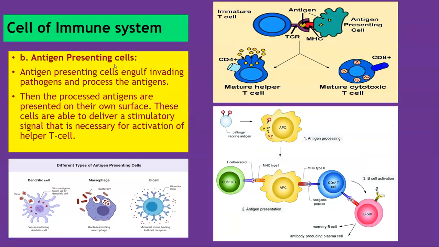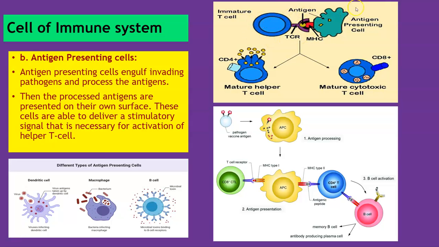Then we have the antigen presenting cells. Antigen presenting cells engulf the invading pathogen and process the antigen. Then the processed antigens are presented on their own surface. Now what happens, students, is in some cases the antigen is not easily recognized as foreign. At that time, it is the work of these antigen presenting cells to engulf the pathogen, process it, and then present it as an antigen to our T cells. Have a look at this image here.